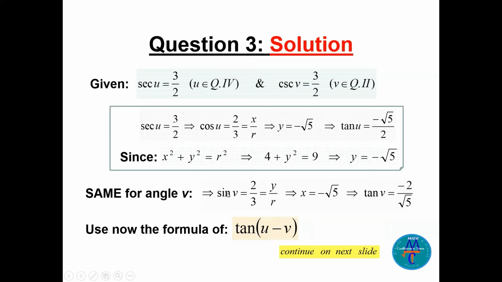Now, the same for the v, cosecant of v, 3 over 2, so it will be sine of v, the reciprocal, 2 over 3, which is y over r. Then I can find x. So now I have tan of u minus square root of 5 over 2, tan of v minus 2 over square root of 5.